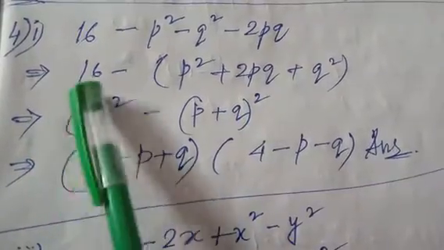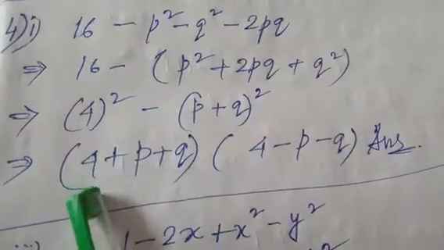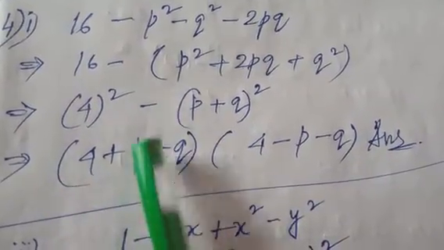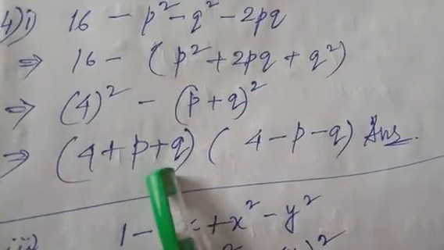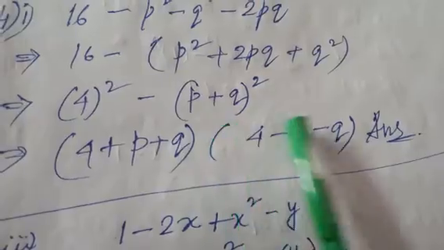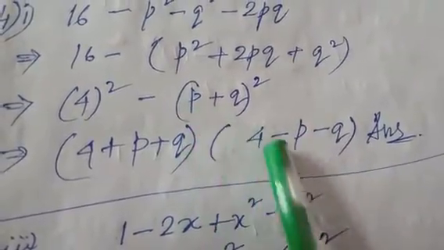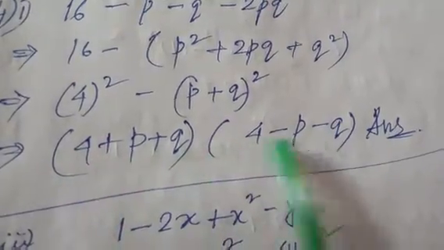So now it is a form of a square minus b square. So it will be a plus b and a minus b, where a is 4 and b is p plus q. So when we get the minus, then minus p minus q. In total, that is the answer.